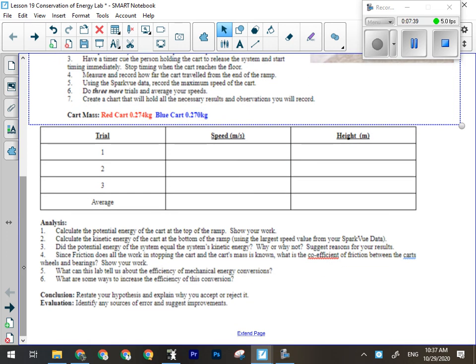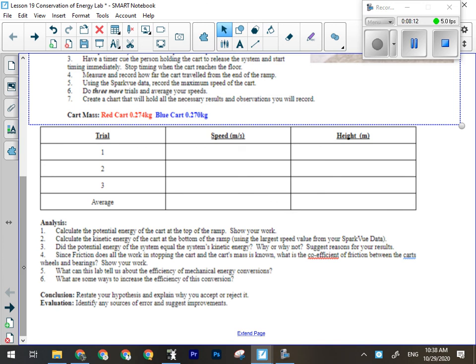Okay, for your analysis, question number 1 is calculate the potential energy of the cart at the top of the ramp. Show your work. So I just want you to show me how you calculated the potential energy at the top of the ramp. Then I want you to calculate the kinetic energy at the bottom of the ramp using the largest speed value from your SparkView data. Show your work. I just want to see that calculation. And that's just using the averages. So that's one calculation. Don't do it for every trial. It's using the averages.